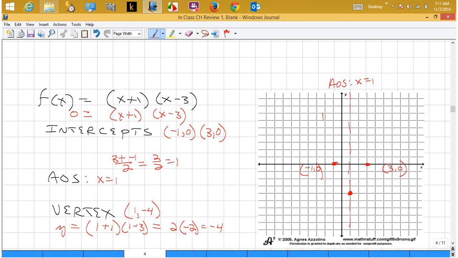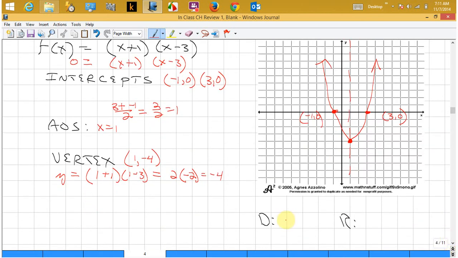And I have my parabola. Okay, let's get the domain and range. Domain is all reals. And the range are all the values where y is greater than, oh, I didn't put the value of my vertex on there, so that was where y is greater than or equal to negative 4.